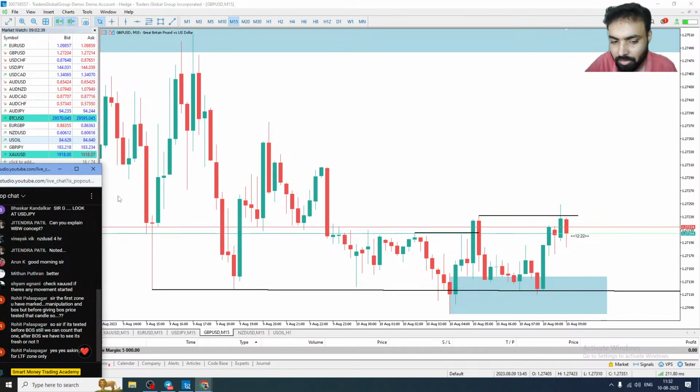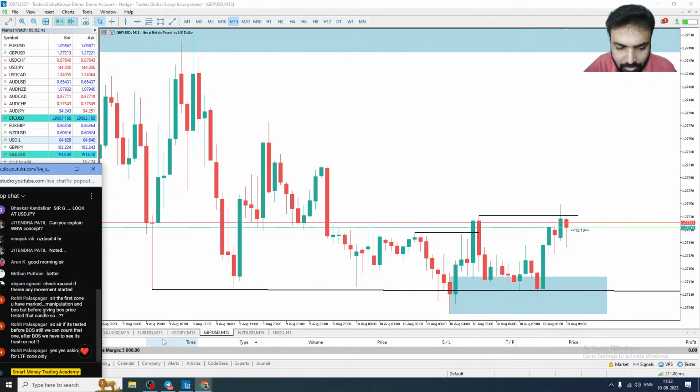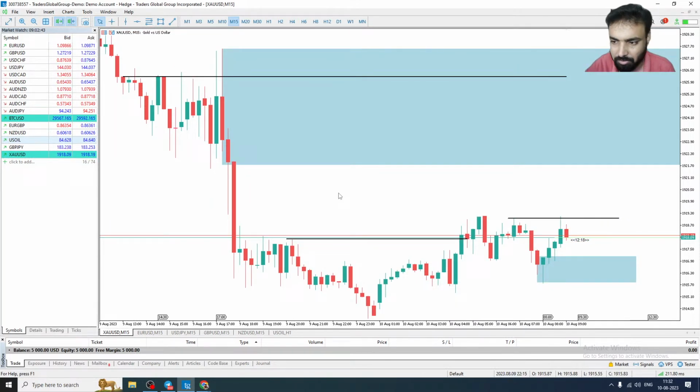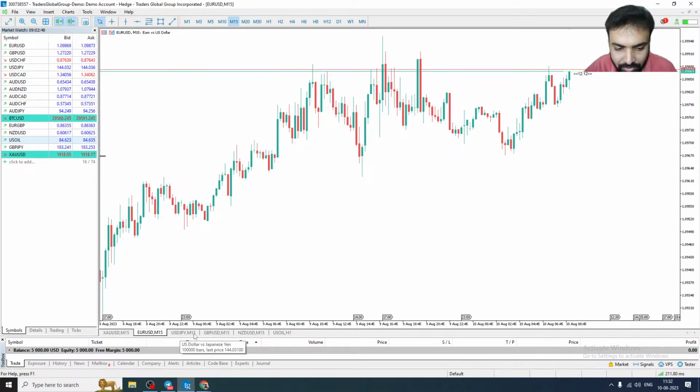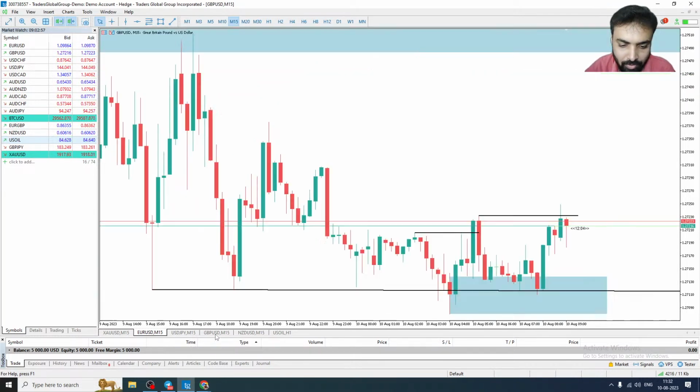So when you mark the zones, it will be testing so many times. So you cannot perfectly find the fresh zones. So better, even if it is tested already, you can look for the lower time frame. So by the way, you can trade. Okay.